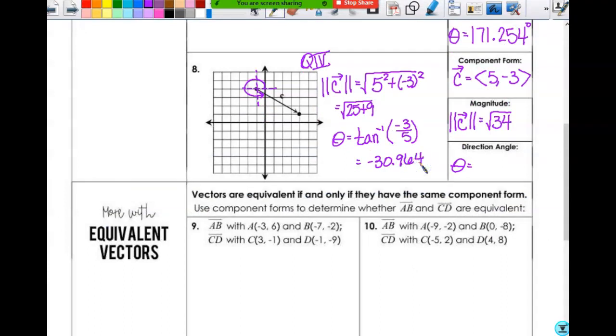Okay, so this is what the calculator gave me. That is a fourth quadrant angle. And I want a fourth quadrant angle, but the thing is, I want this angle. It gave me this angle. So then if I just add 360 to that, I'll get my actual angle, which is 329.036 degrees.